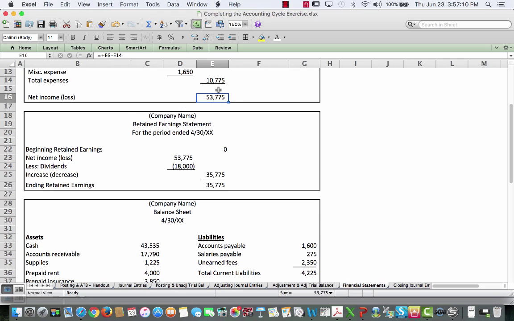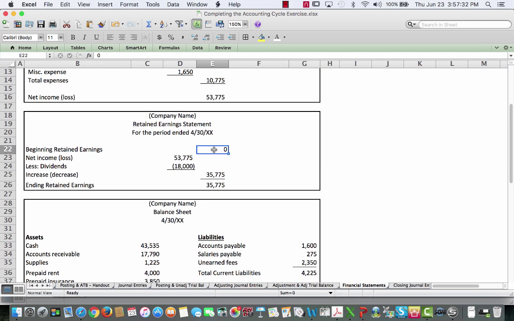After arriving at net income, we can prepare our retained earnings statement. Right? And with a retained earnings statement, it starts out with beginning retained earnings. And I'm assuming here that this is a brand new company, so the beginning balance is 0. Now, if this was an existing company, the balance would be the amount from the end of the previous year or the end of the previous month.